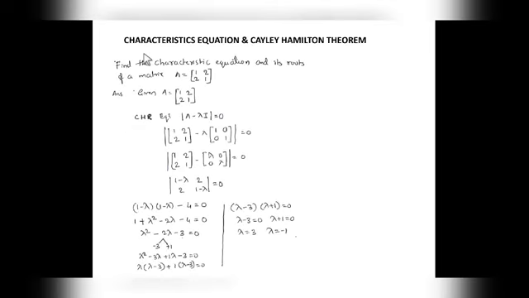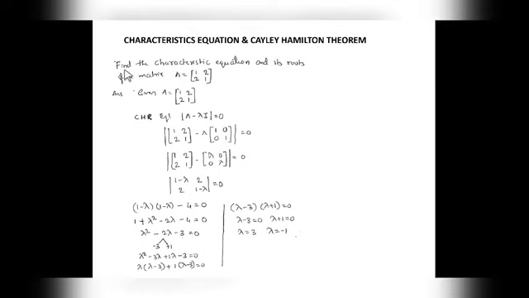Now the last part in this matrices topic is the characteristic equation and the Cayley-Hamilton theorem. First of all, we'll understand how to find the characteristic equation and characteristic roots. The characteristic roots are also called eigenvalues, and then the verification of the Cayley-Hamilton theorem.